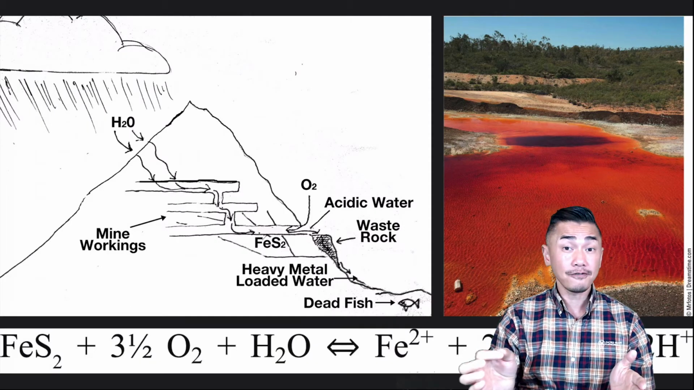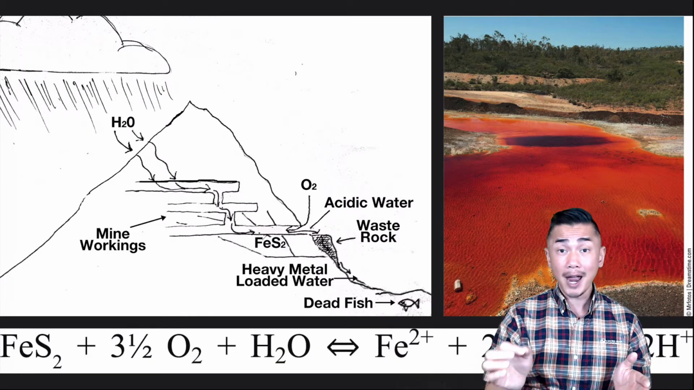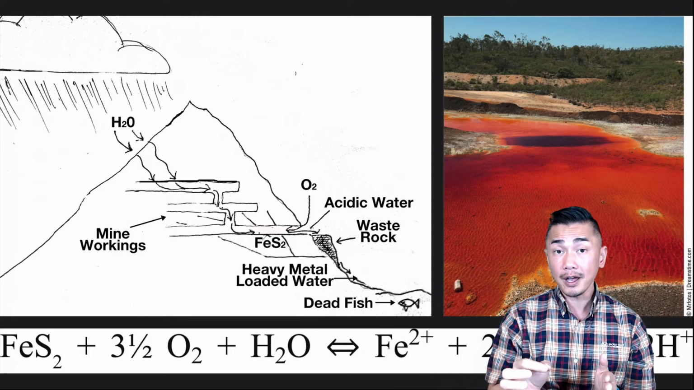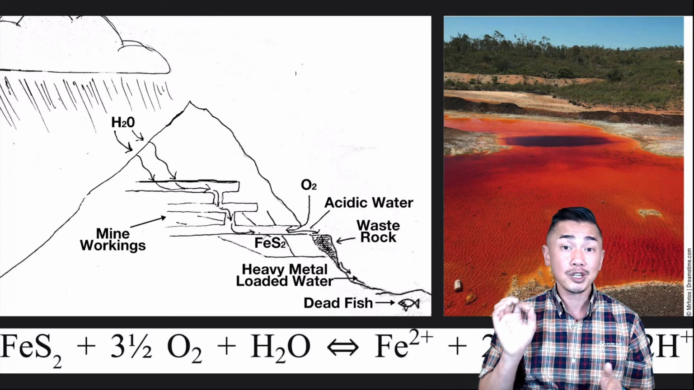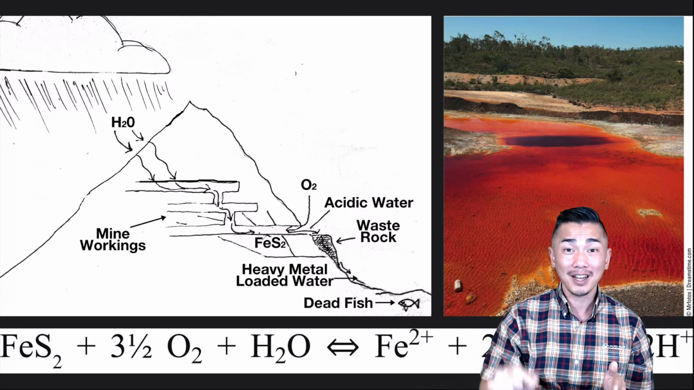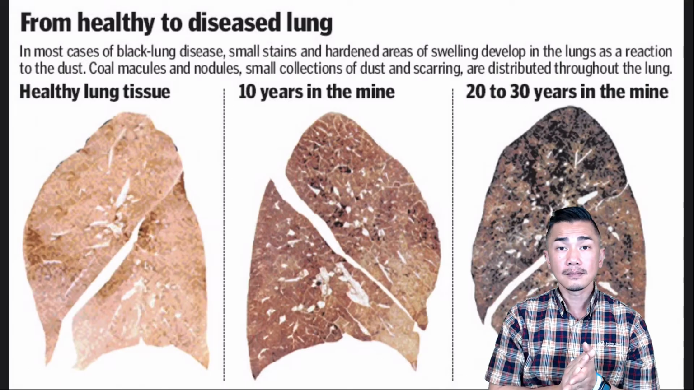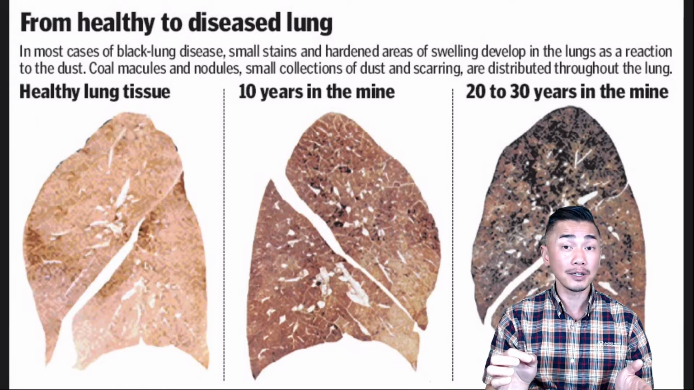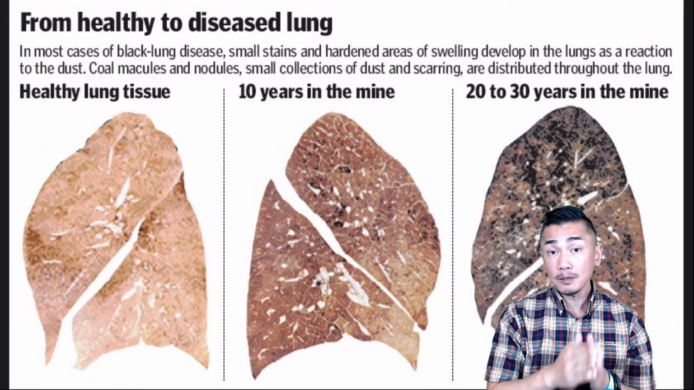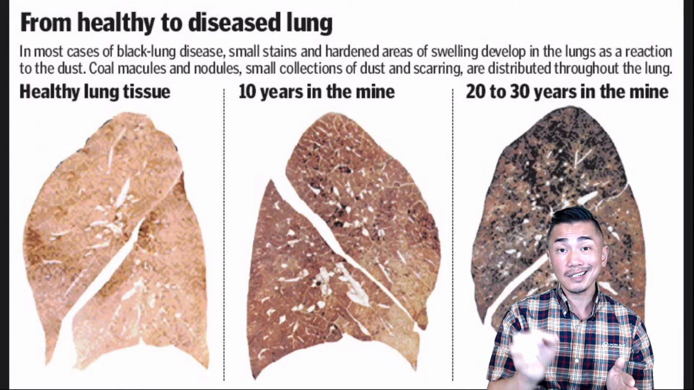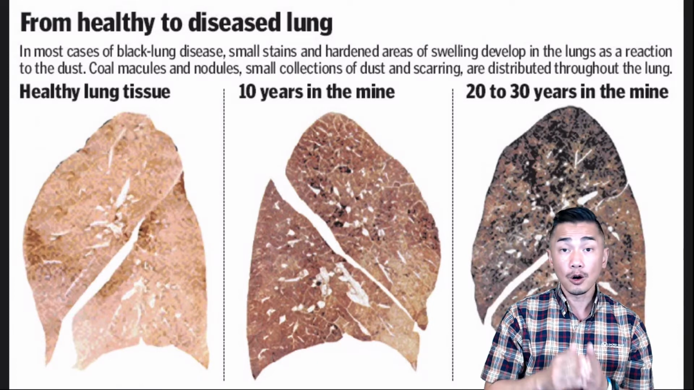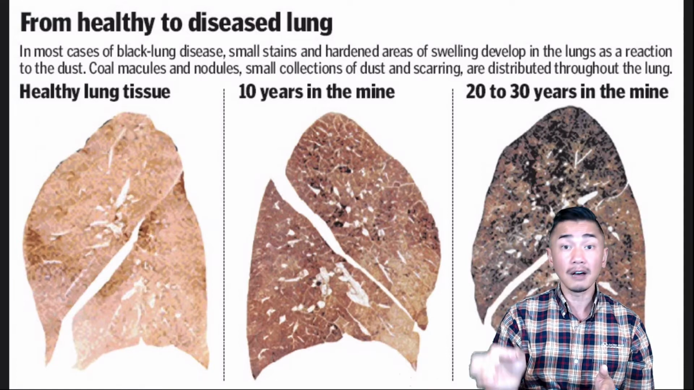A diagram, a photo, and the chemical reaction for acid mine drainage are shown here. Remember that iron sulfide reacts with oxygen and water to produce sulfuric acid, which can then escape the mine and affect the environment. These photos show how black lung disease progresses in coal miners over time. In black lung disease, coal dust gets lodged in the lungs, where it forms nodules and scarring. Over time, it impairs the ability of the lungs to function.